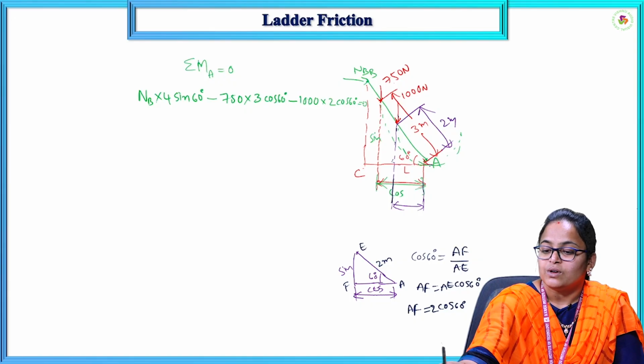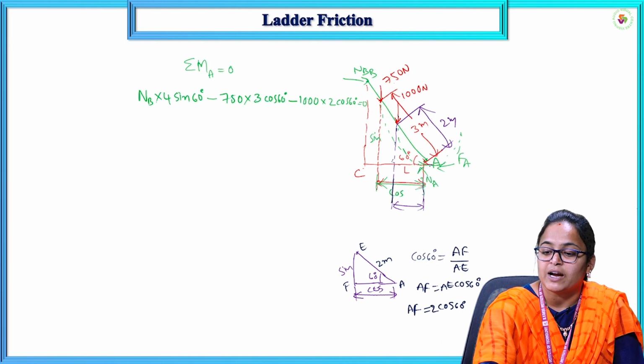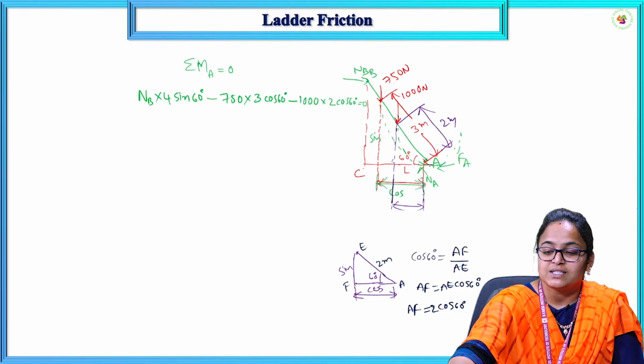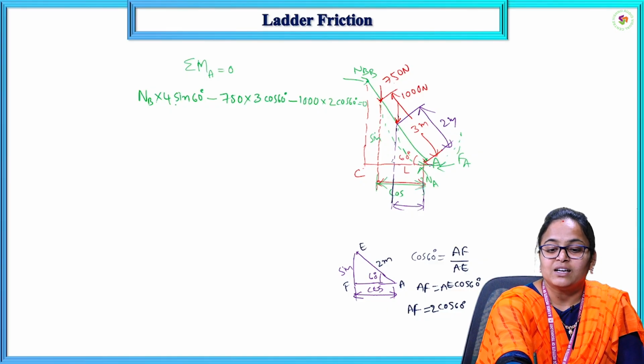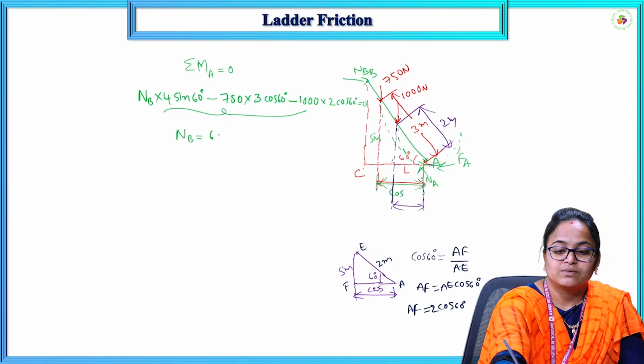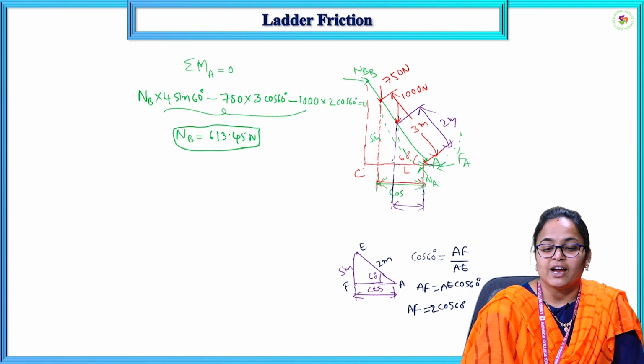There are no other forces acting here, so the sum is equal to 0. Here FA will be acting towards the left and there will be a normal reaction NA acting upward at point A. But these two forces are acting exactly at the point A. There is no perpendicular distance between the forces and point A. Because of this, FA and NA will produce zero moment at point A. Now by simplifying this equation, we will get NB as 613.45 newtons. This is the normal reaction at B.